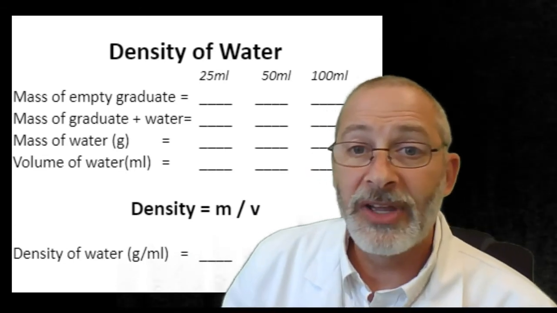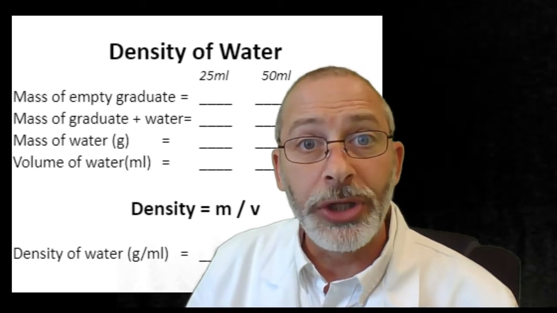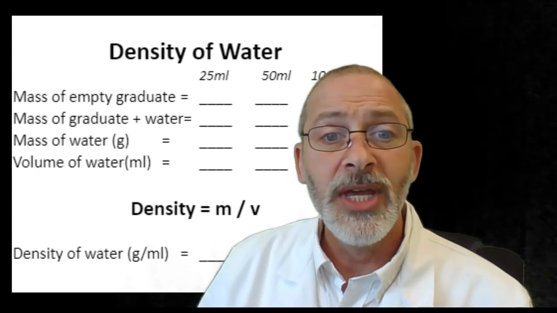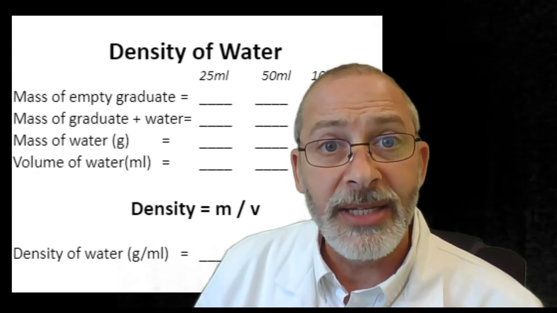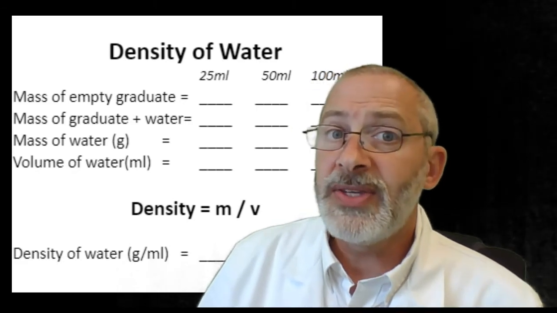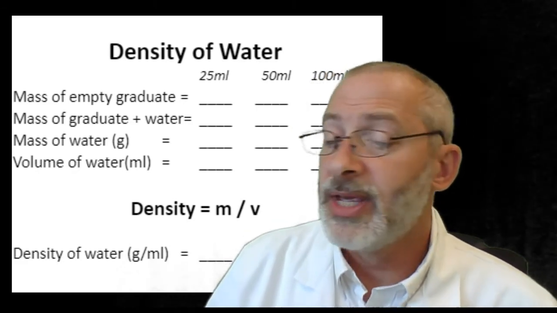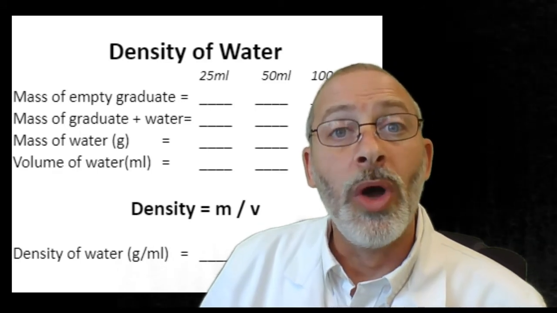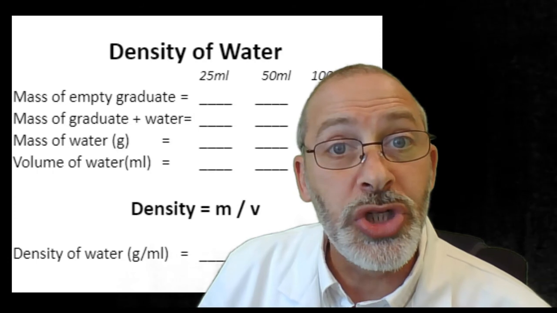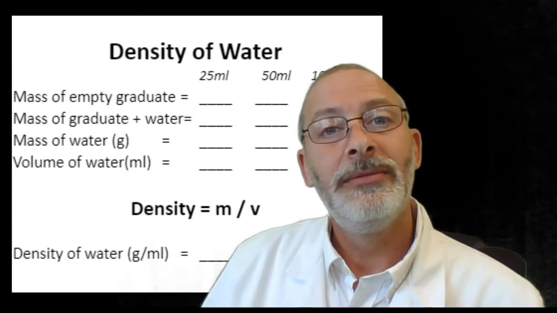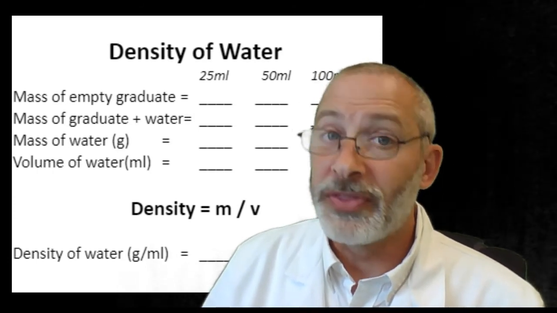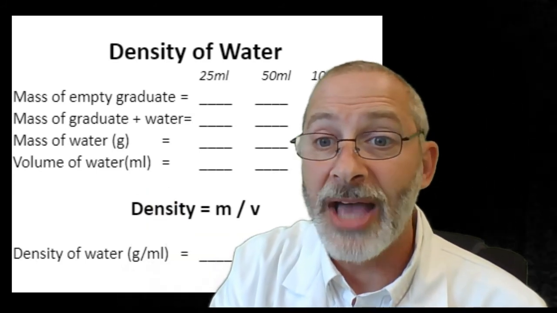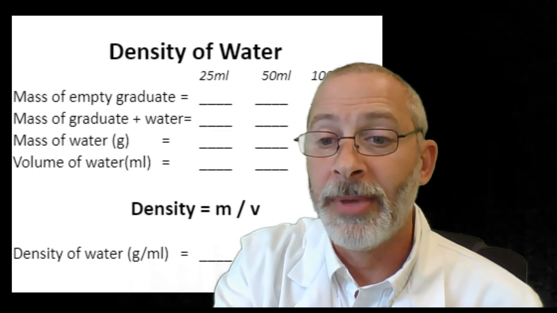So I have collected all of your data for you. What I would like you to do is to take the next few minutes to finish up your data table, make the necessary calculations, and then complete your conclusion. Once you've written your conclusion, then you're finished with this activity. And then I'd like you to go back to Google Classroom and complete the next item on the list.